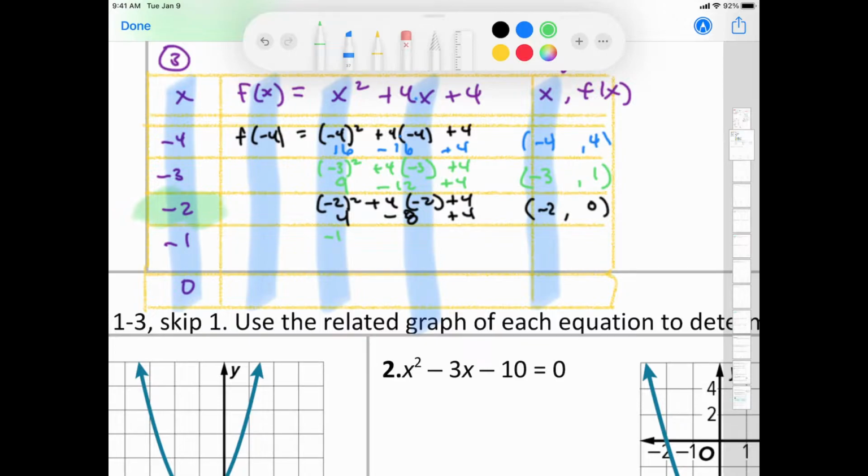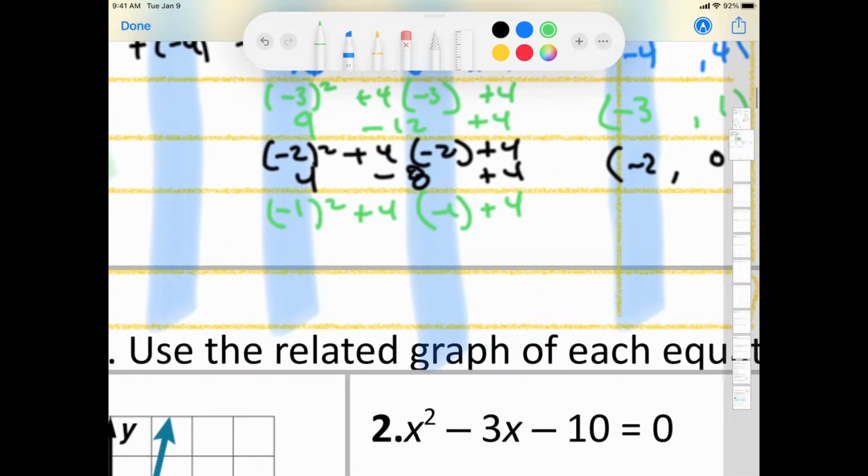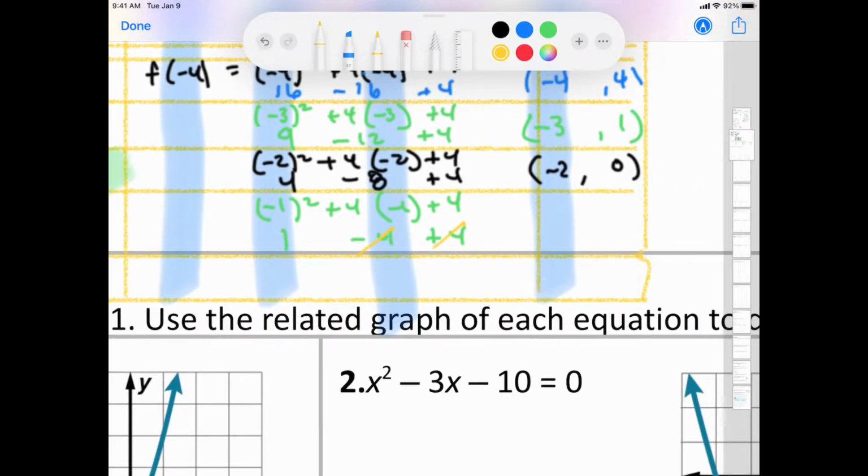Negative 1. Negative 1 squared is 1. 4 times negative 1 is negative 4 plus 4. Negative 4 plus 4 is 0, so I'm left with an answer of 1. I don't know if you've caught that pattern, but if you do what I kind of told you about, you'll see that my green solutions have the same answer. And what do you think this next one, as I do it in blue, what do you think the answer is going to be?